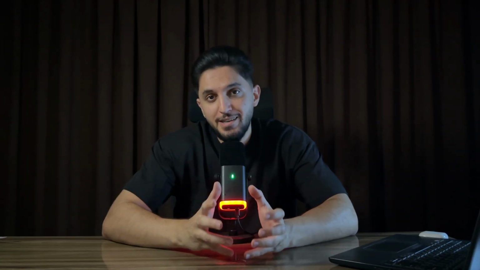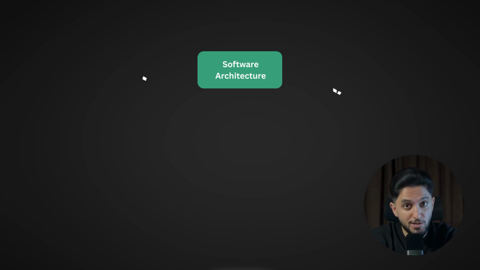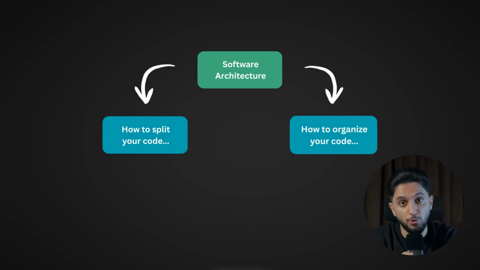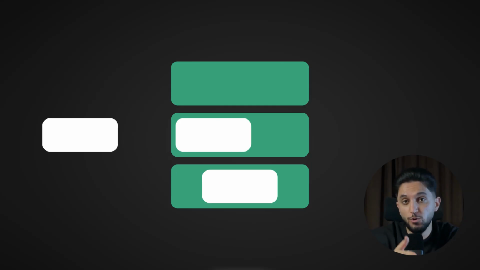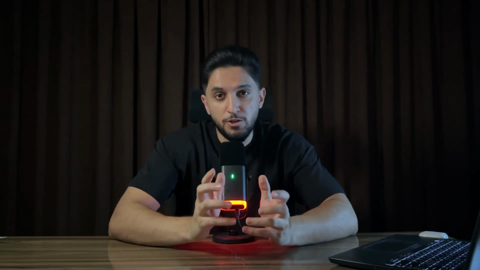So what exactly is software architecture? In simple terms, software architecture defines the rules that help you know how to split and organize your code. It helps you know what to put where and what can depend on what. This concept isn't something new in the industry.